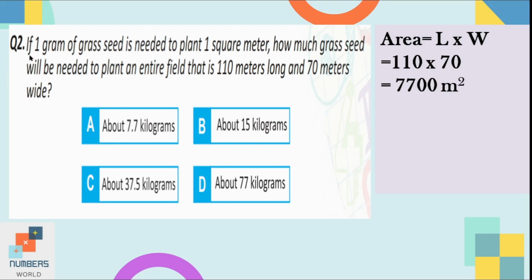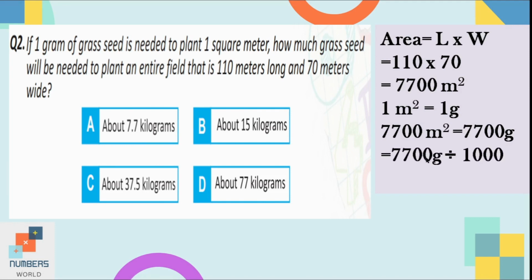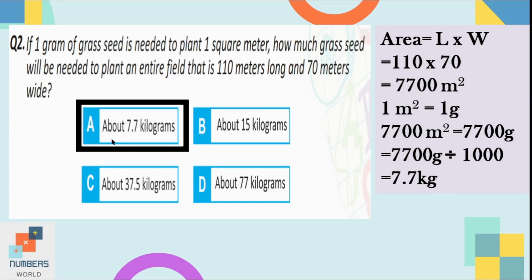It is given in the question that 1 gram of grass seed is needed to plant 1 square meter. So we can write 1 square meter is equal to 1 gram. So 7,700 square meters is equal to 7,700 grams. As all our options are given in kilograms, we will convert our grams into kilograms and divide our answer by 1000. That is equal to 7.7 kilograms. So option A is the correct option. About 7.7 kilograms of grass seed will be needed to plant the entire field.